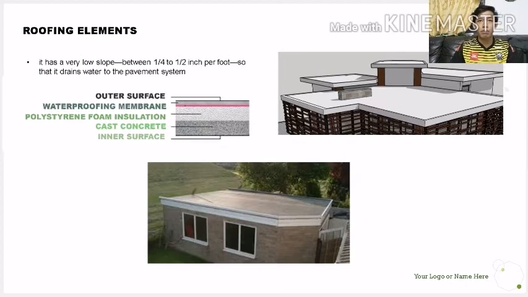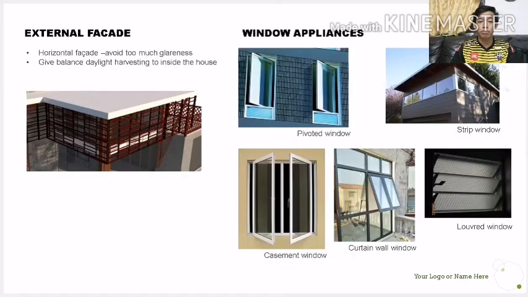Another element analysis that I apply to my building is the external facade. It is to avoid glare and give balanced daylight harvesting inside the house, because we know that the climate in Indonesia is very glaring. For windows, I use pivoted windows, strip windows at the bedroom, and casement windows. I have curtain wall windows at the living room wall area and the dining room, and louvered windows for the bathroom.